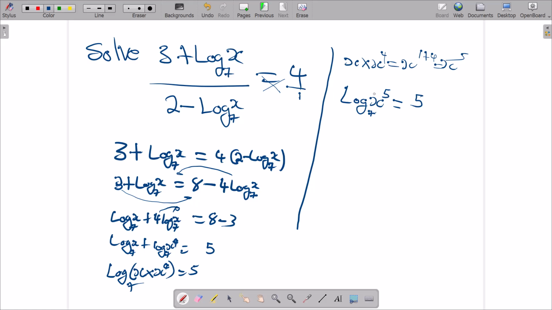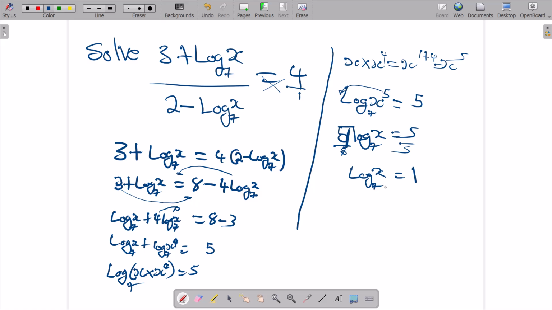If that is the case, we need to take this 5 to the other side. Then we get 5 log x base 7 is equal to 5. We can divide both sides by 5, as you can see here. We get log x base 7 is equal to 1.